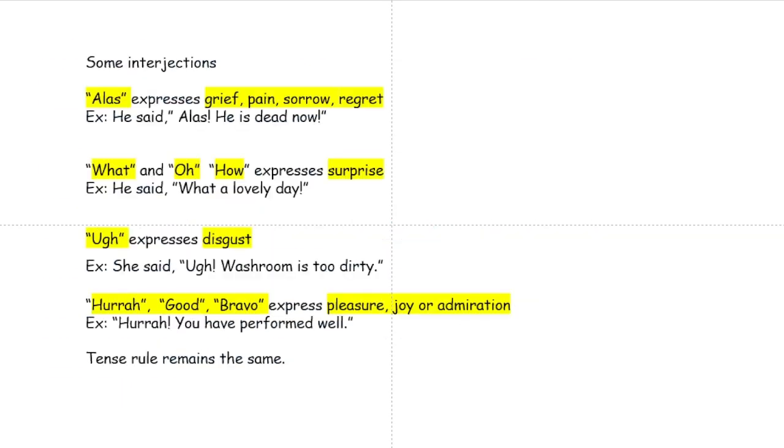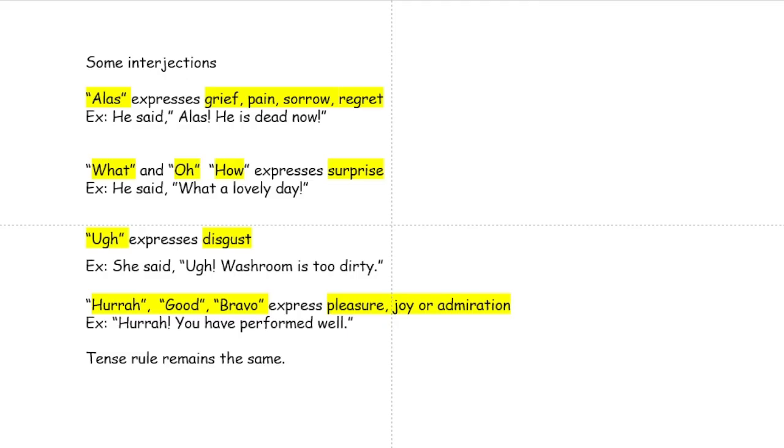Let's see some examples. First, you need to understand some of the interjections and what kind of feelings they express. When you are using alas, it usually expresses grief, pain, sorrow, and regret. If you can see an example here, he said, alas, he's dead now. So here it represents grief, sorrow, right? That he's dead. What a or how expresses surprise. He said, what a lovely day. It expresses the surprise that he had. This is a lovely day.